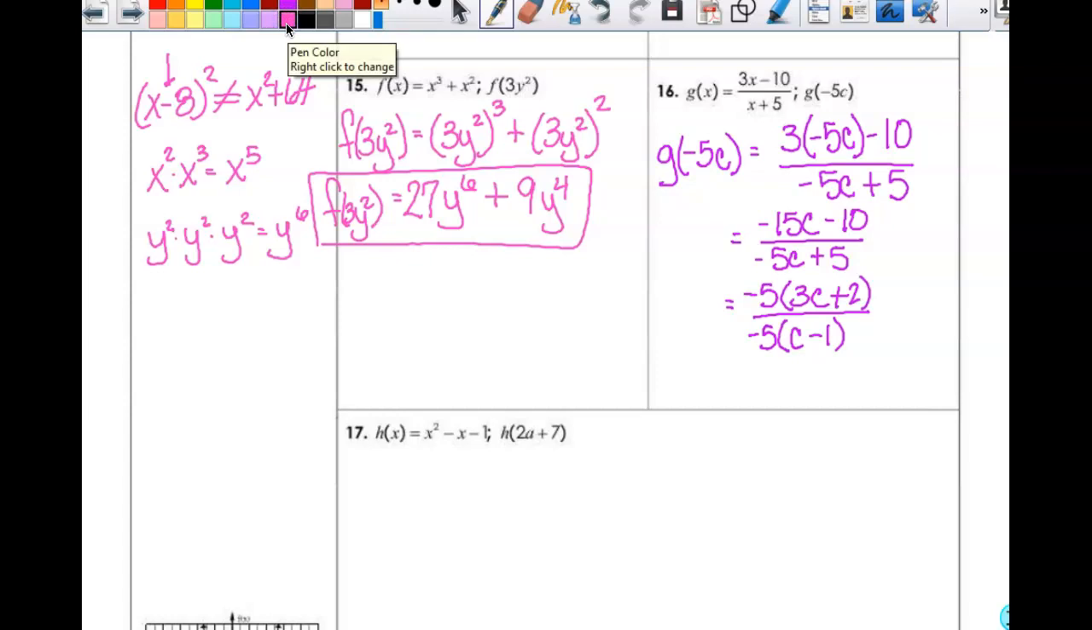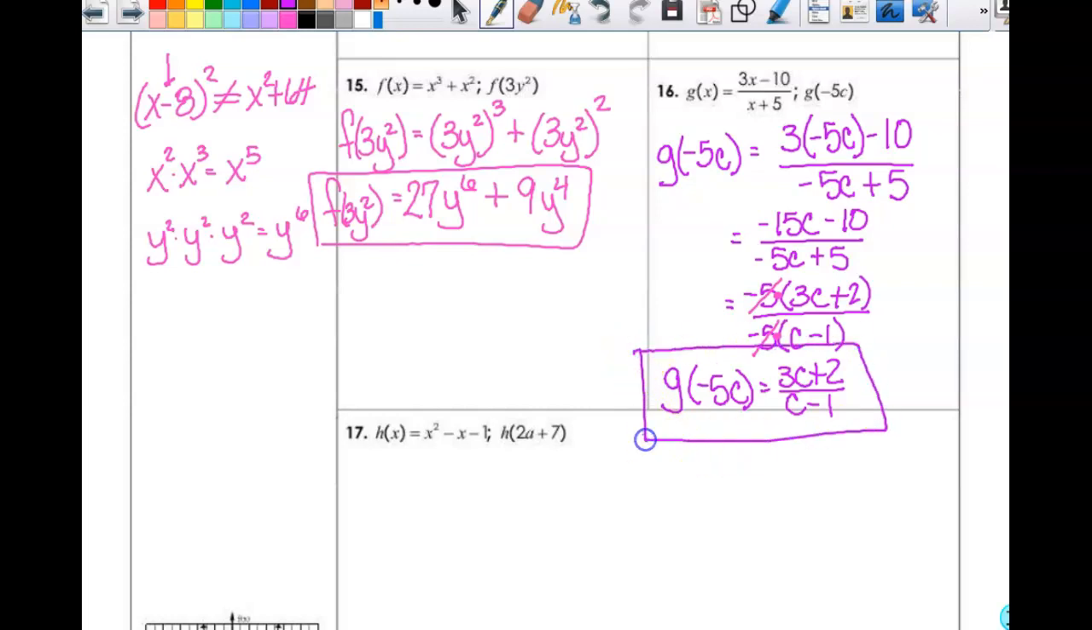Now, because I have this big term up top and the big term down the bottom, and yeah, there's still addition and subtraction, but these are being multiplied here. Since it's being multiplied by this whole thing, these two can cancel out, and I get g of negative 5c equals (3c plus 2) over (c minus 1). And that is my answer. Okay. What questions do you have? Careful with some illegal canceling. I don't get to just knock those out like that. Doesn't work that way. Okay. We all good so far?